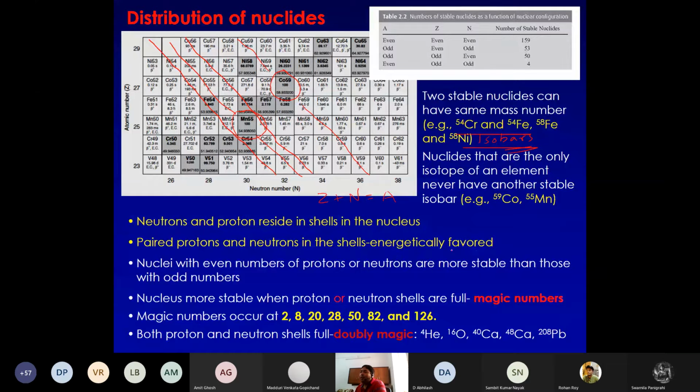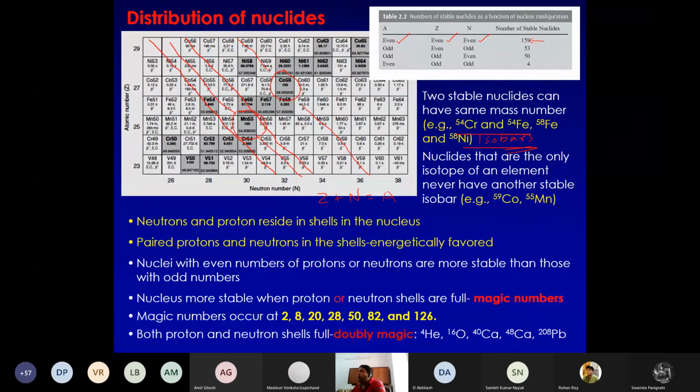That is the reason why nuclei with an even number of protons or an even number of neutrons usually tend to be more stable than those with odd numbers of protons and neutrons. For example, look at the total number of stable nuclides as a function of nuclear configuration that I show on top here. If you have even atomic number and even neutron number, you have a nuclide with an even mass number. You have 159 such stable nuclides. We are only referring to stable nuclides here.